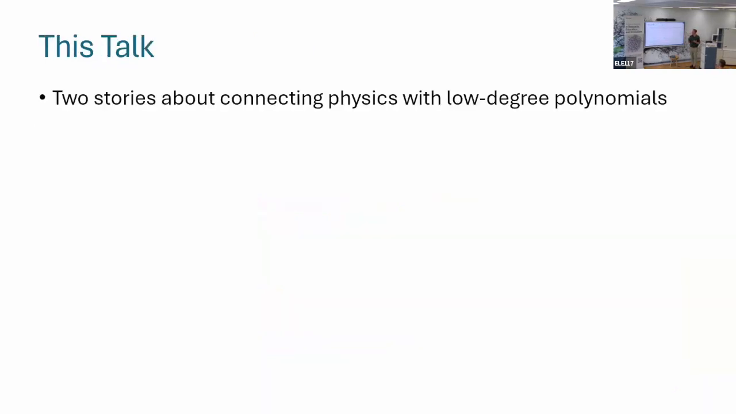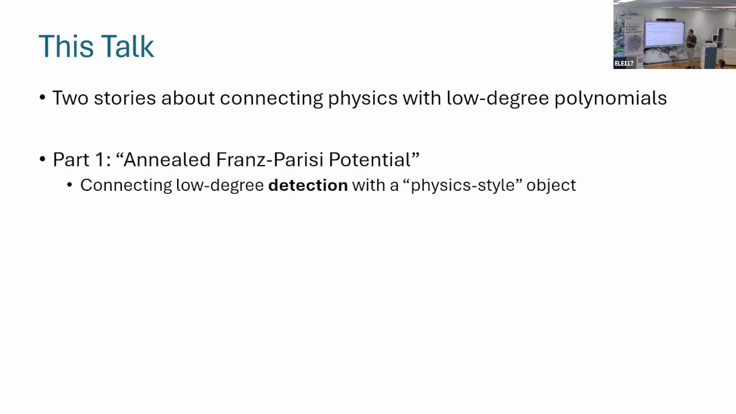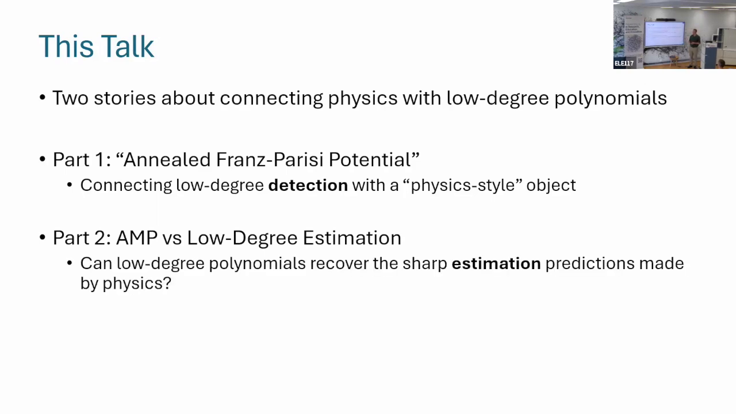Okay, so that was a high level overview of this area, but what I want to get into for the rest of the talk is two more specific stories about trying to connect physics with low-degree polynomials. The first one is about what we call the annealed Franz-Parisi potential, and that's about connecting the low-degree detection question with some kind of a physics-style object. And then the second one is about relating the performance of AMP with low-degree polynomials, and that's in the setting of estimation or recovery.